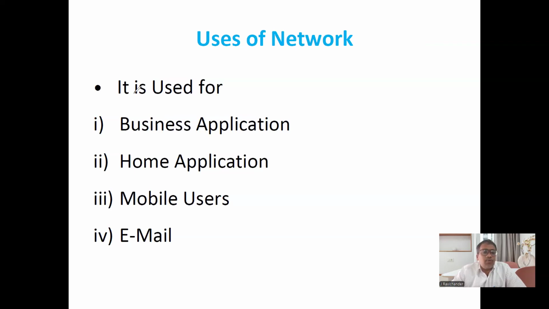So here, for example, it is used for, one, business applications. In business applications, to provide services to the client or some web services or some other services, we use these networks. Another one is home applications. In home applications also, we can use these networks. Next, another one, mobile users.